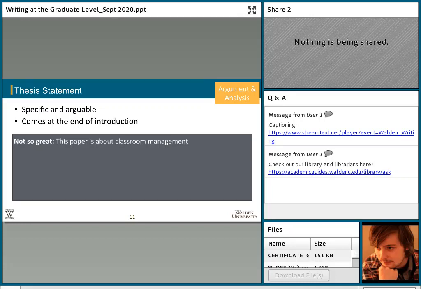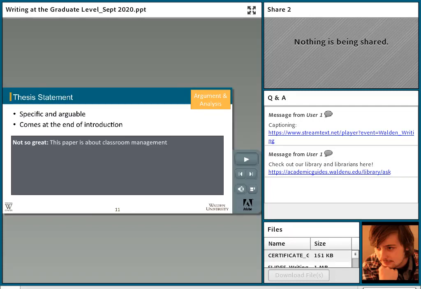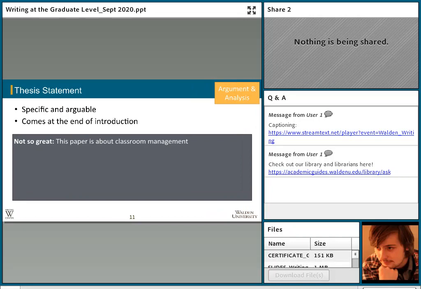So let's take a couple looks at some thesis statements here. Give me one sec. Yeah, so our first example is an example of a not so great thesis statement. This paper is about classroom management. As I take a look at this from a composition writing standpoint, the first thing I notice is that it's extremely broad, right? For those of you who have delved into research at all, you'll know that typing classroom management into a research search bar is going to return thousands of different articles. So it's very, very broad.